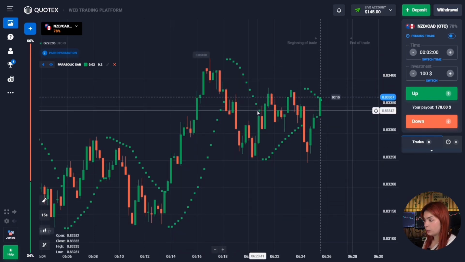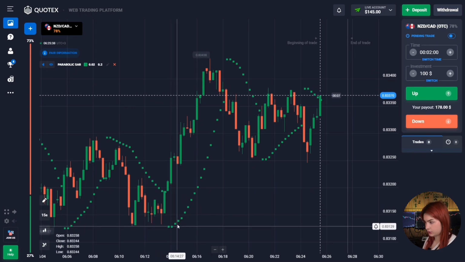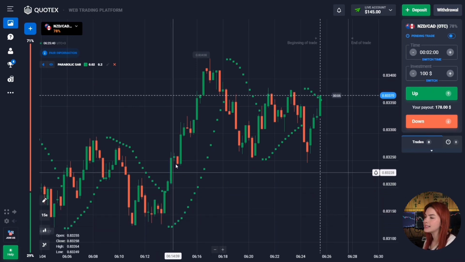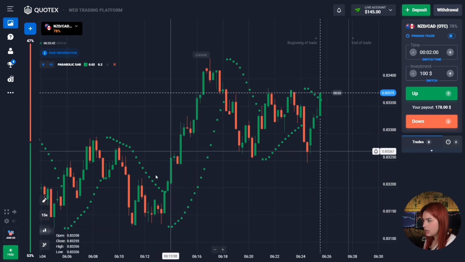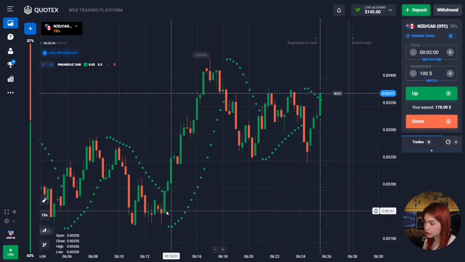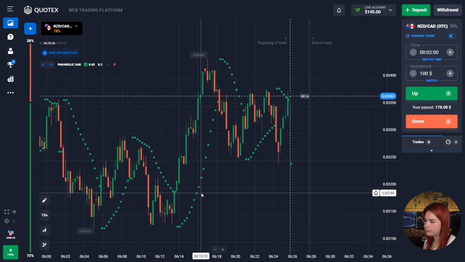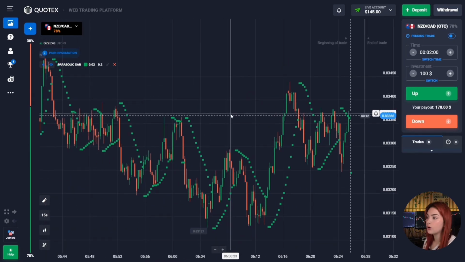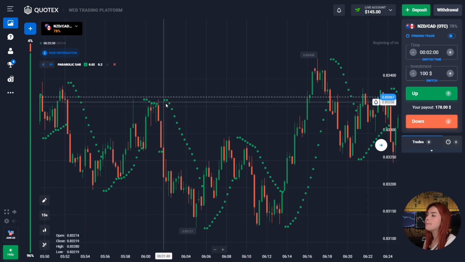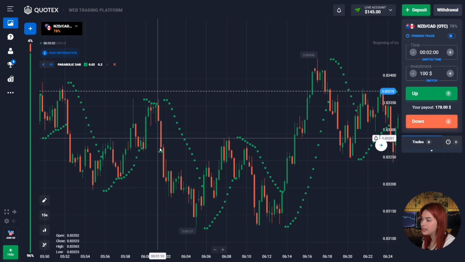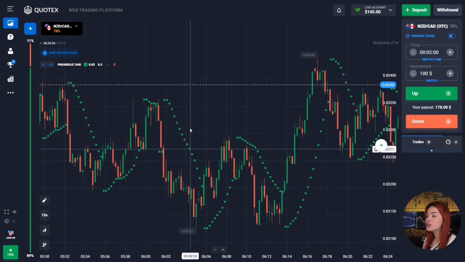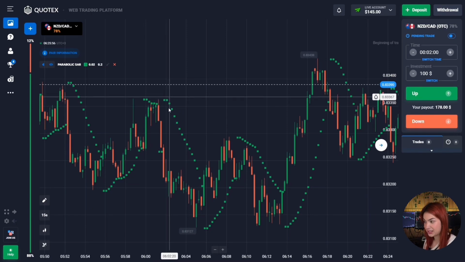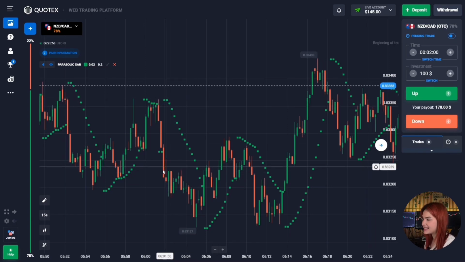When the indicator points appear under the chart, the price usually starts moving up. Guys, in such a situation, I could open a deal up. Vice versa, when the indicator points appear above the chart, the price begins to move down. So here I could open a deal down, guys.